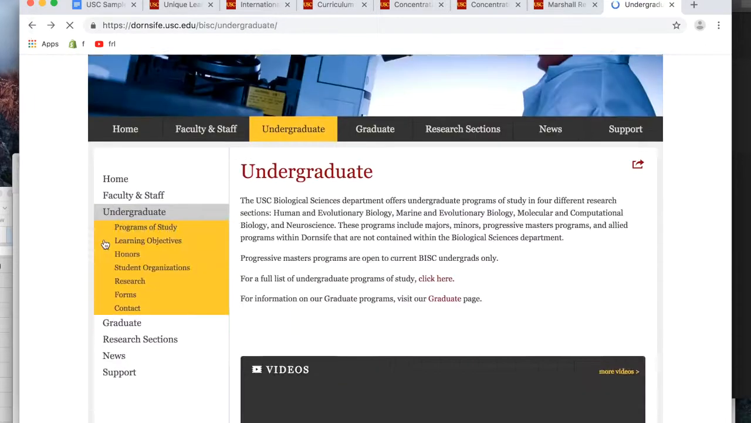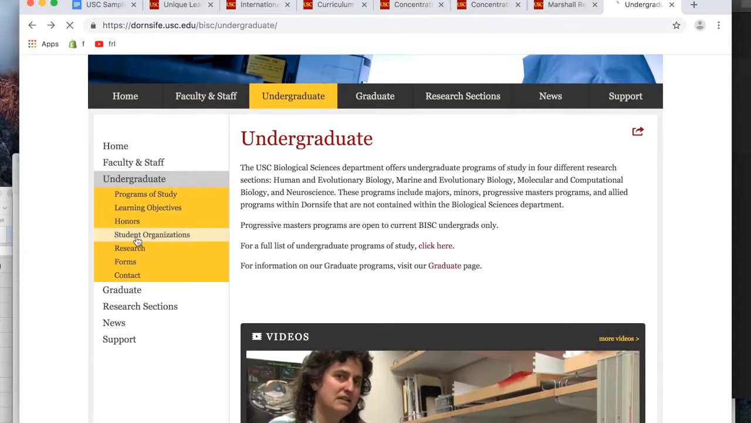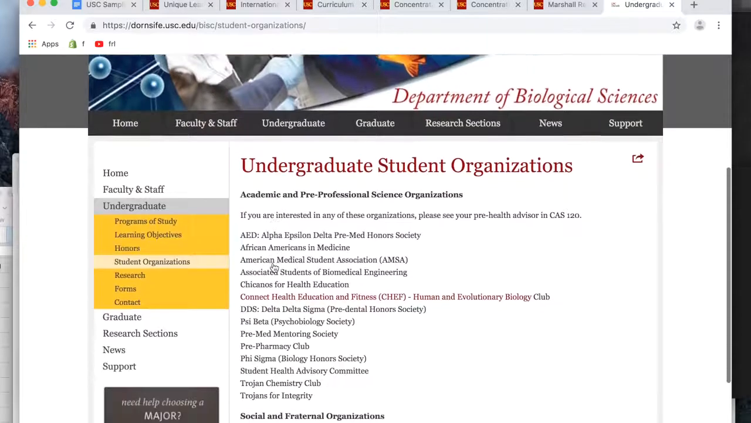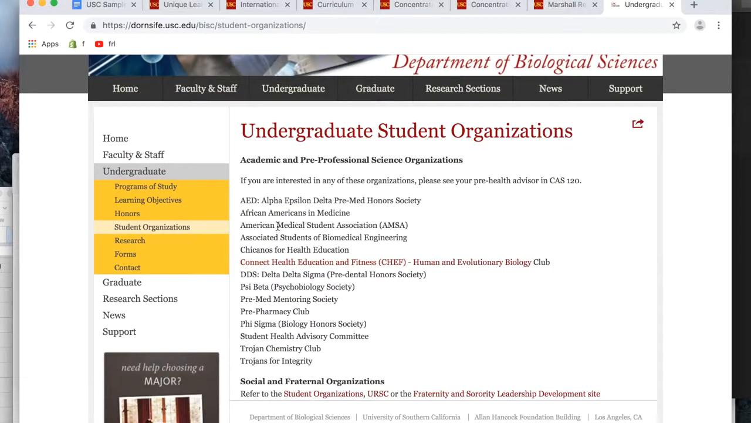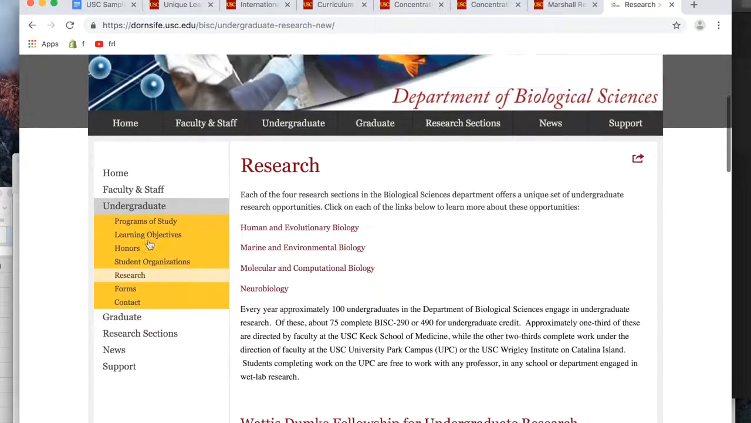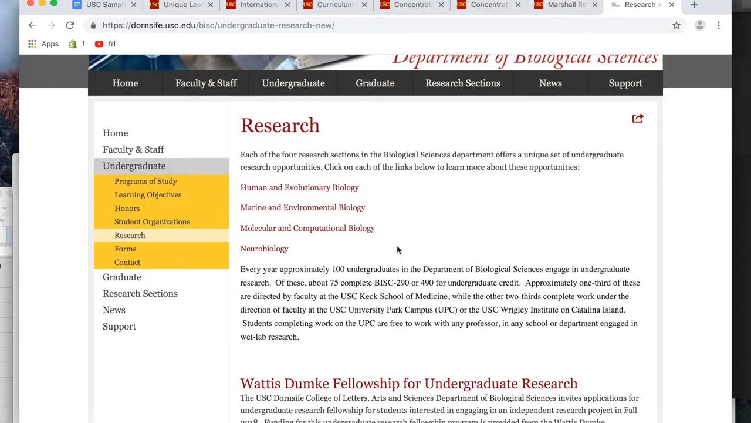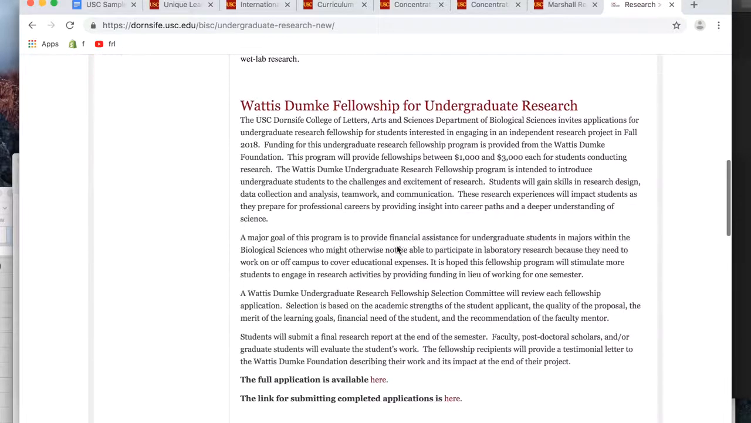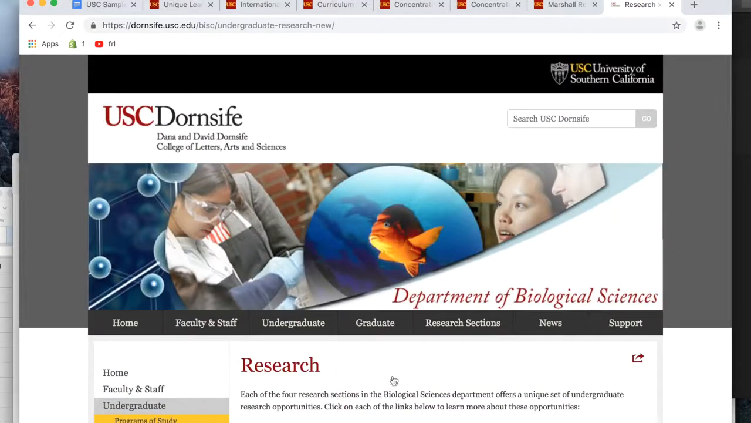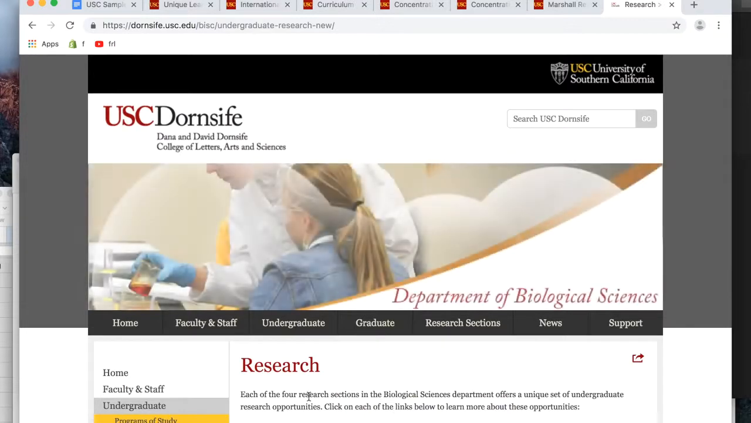And so within this major, let's take a look at the student organizations that you can join. These student organizations will be very good for you to mention, as well as research programs that you want to join, and why those research programs are important to you and how they relate to your goal. So this is research that you have to do before you answer the question.